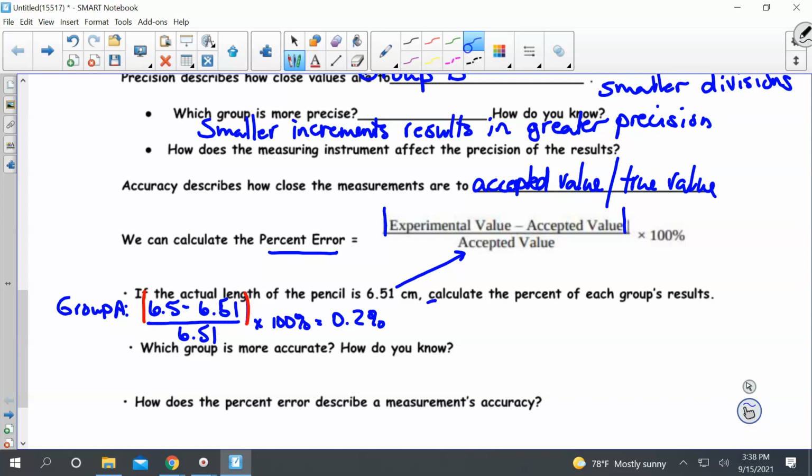So if I did group B, taking their results, their average was 6.56 minus the accepted value, which is right here. They said it was 6.51 over 6.51. I need absolute value again of those, and then times 100%. I get 0.8%.